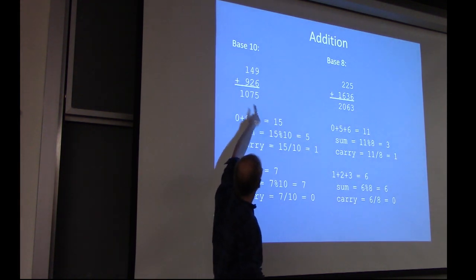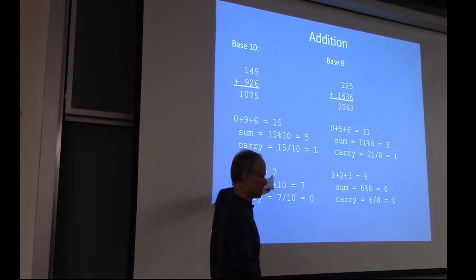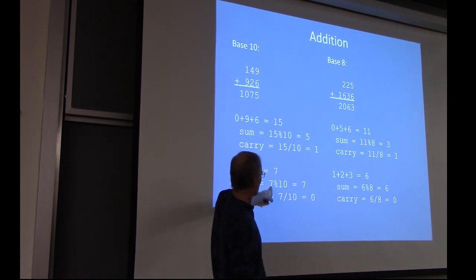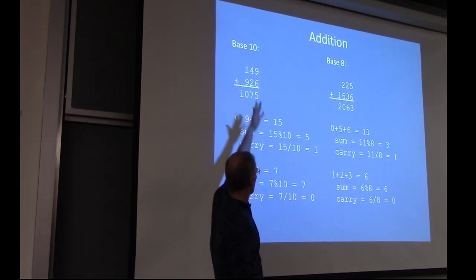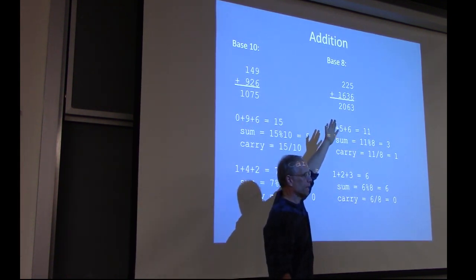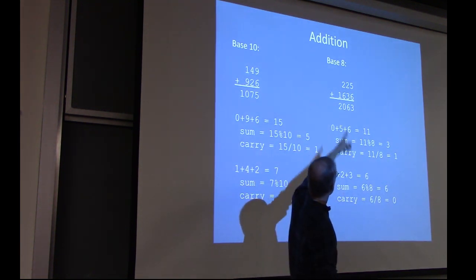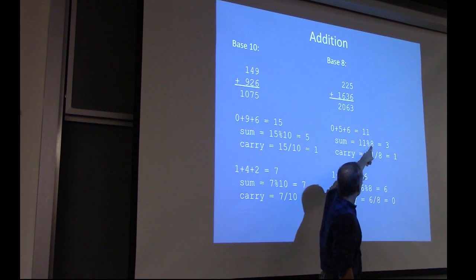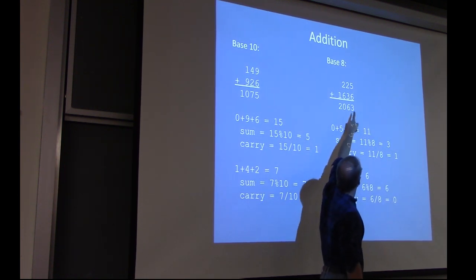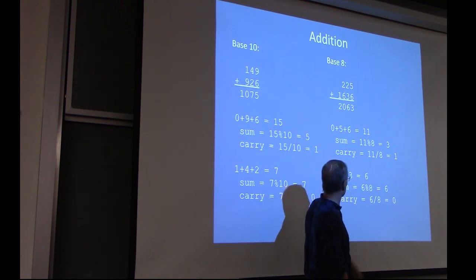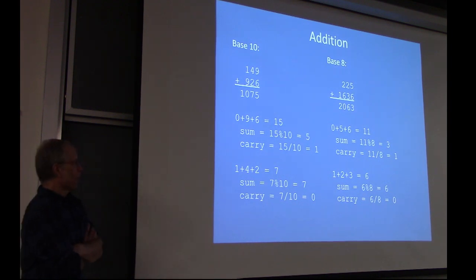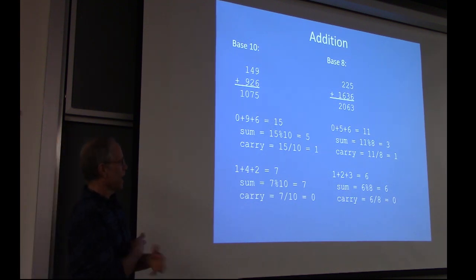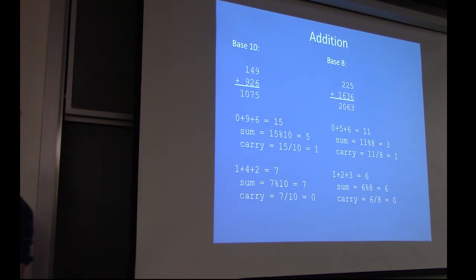All right, then you've got 1, 4, and 2 to add, and that's 7. So the digit you write is 7 mod 10, which is 7, and the carry is 7 divided by 10, which is 0. But once you understand that, it's really easy to work in a different base. So we can take these two numbers and add them in base 8. Again, we add 5 and 6, we get 11. Mod 8 is 3, divide by 8 is 1, and that determines the 3 and the carry. And 1 plus 2 plus 3 is 6, and again, we do the mod and the div. So as long as you know how to add 3 numbers, you can add in any base just by knowing how to do mods and divs.